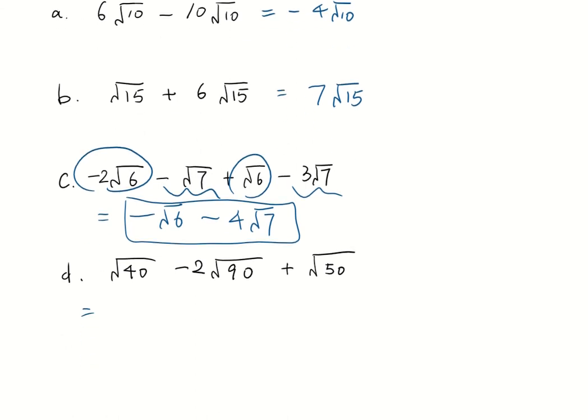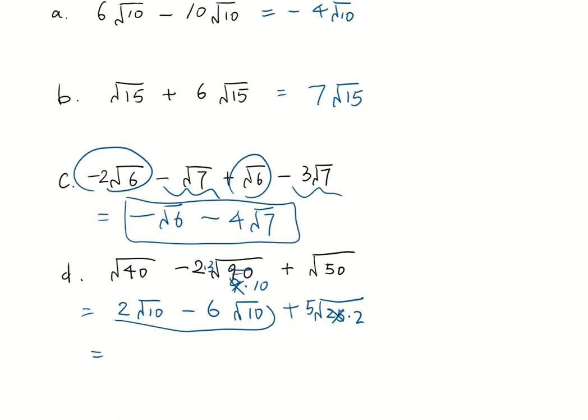Square root of 40 can be simplified as 2 square root of 10 minus 2 square root of 90. 90 is actually 9 times 10. 9 is a perfect square. It comes out as a 3. So it's 6 square root of 10 plus square root of 50, where 50 has a perfect square 25 in it. So it's 25 times 2. 25 will come out as a 5.